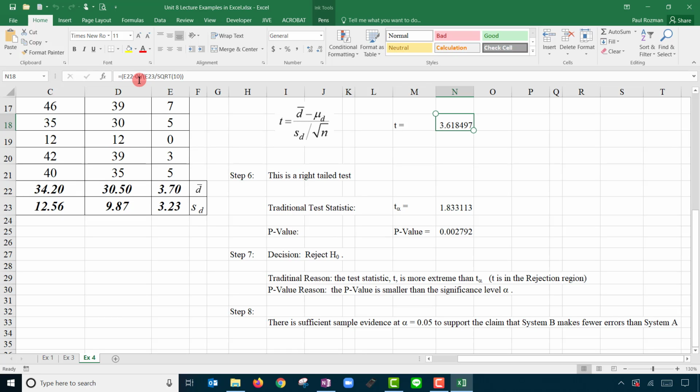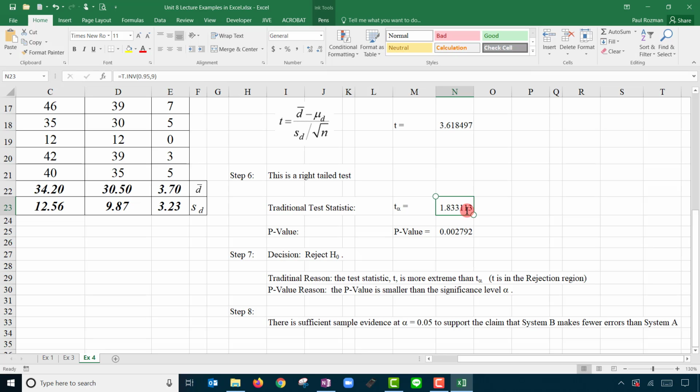Let's first do it the traditional way, where I use the inverse function here to get the critical value, and we compared these two values and we rejected the null hypothesis. That's how we did it when we were doing it in the lecture notes.